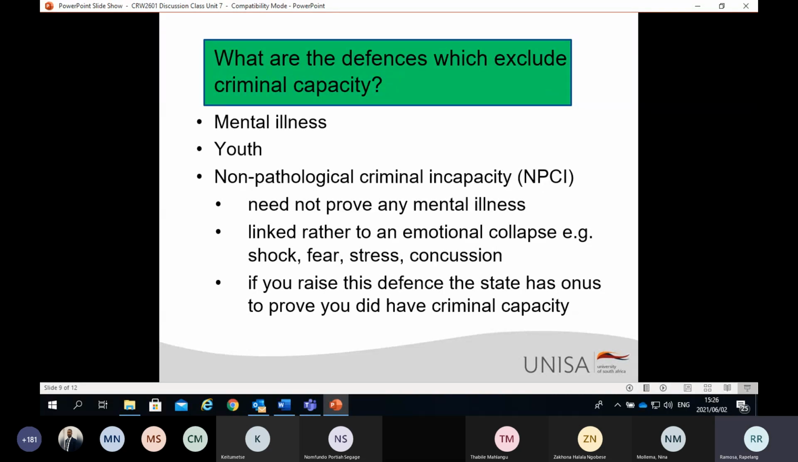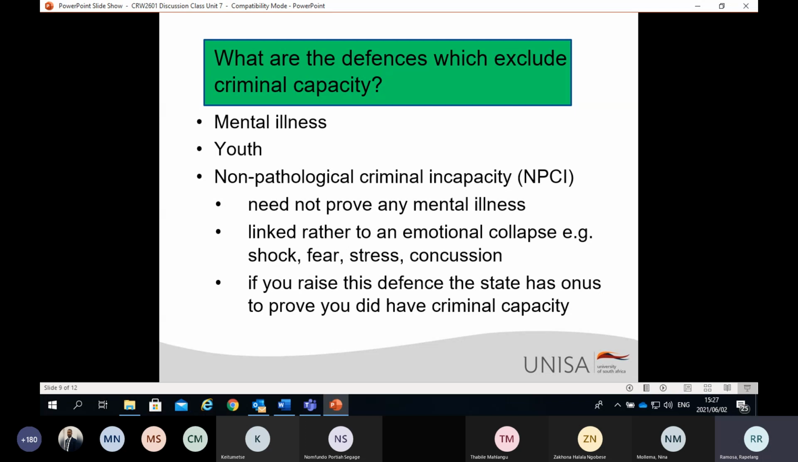As I stated, today we're going to focus on the aspect of non-pathological criminal incapacity, or NPCI. I want to caution students that although we allow you to abbreviate it as NPCI, we want to stress that you have to spell it correctly. Don't do something like NPIC or NCPI. It is NPCI.